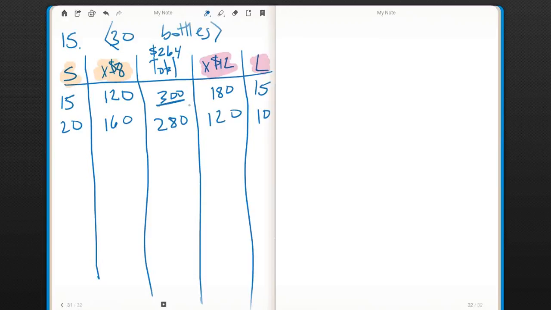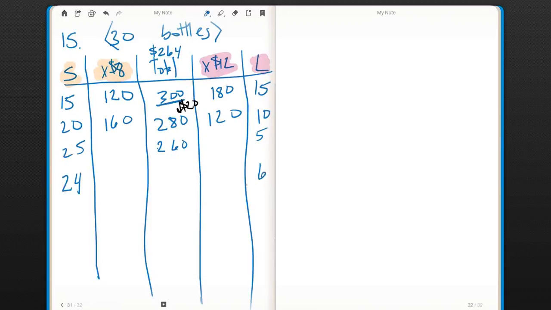Now, you can also make some extrapolations. You can look at this and say, when I did this, I went down $20. I need to go down not quite another $20. So if I go to 25 and 5, it's going to be a good guess, but that's probably a little too far. I would expect that to be $260. So if that's going a little bit too much, I think I'm going to try 24 and 6.